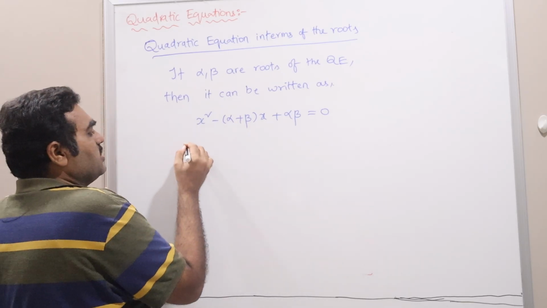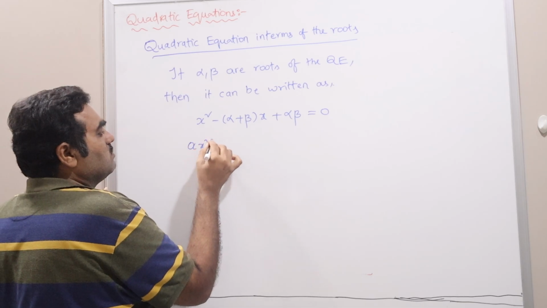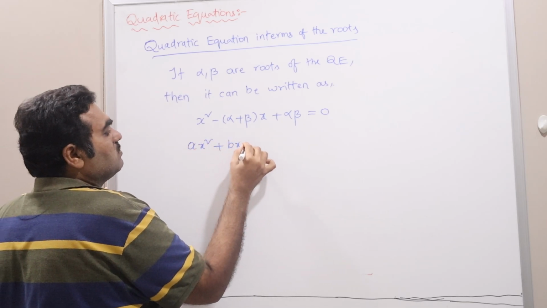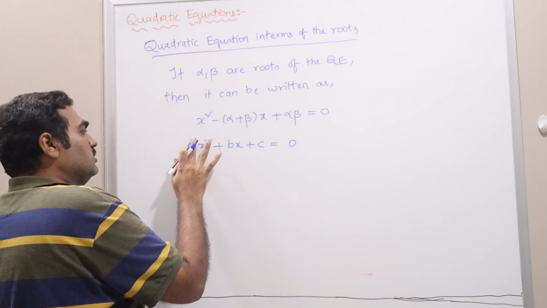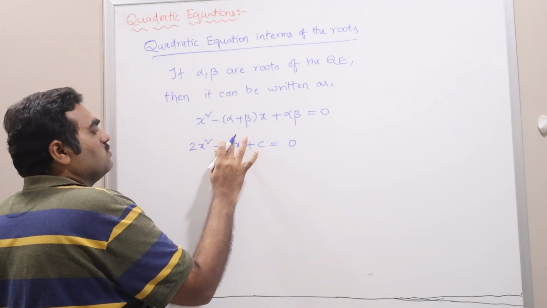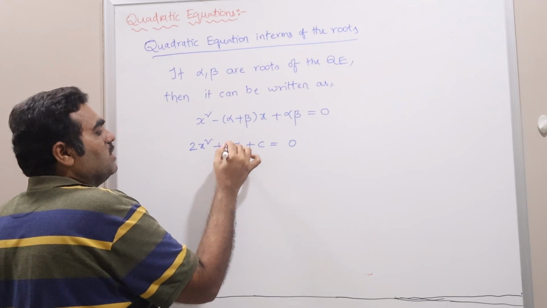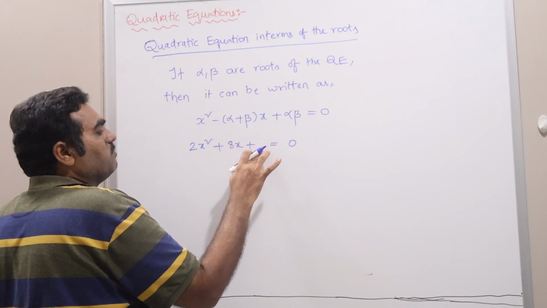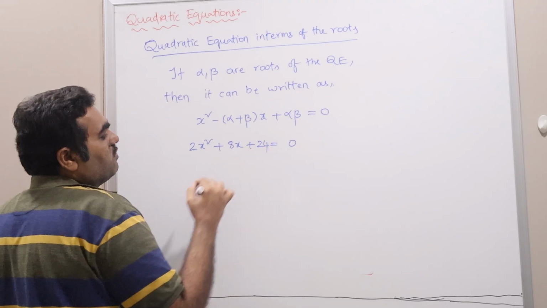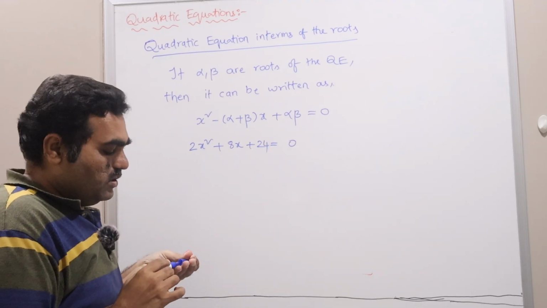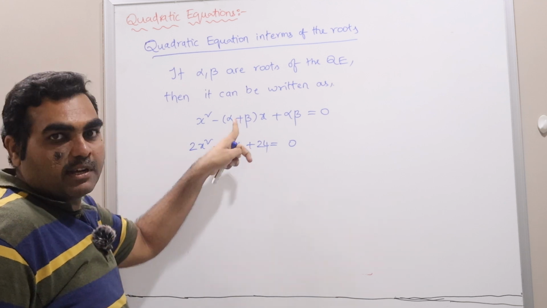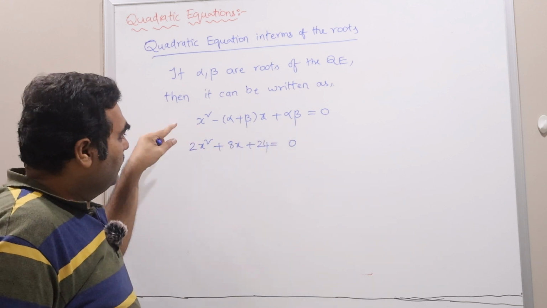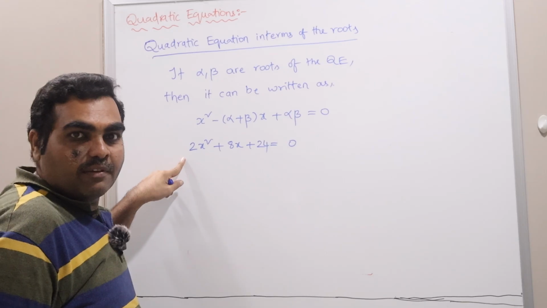Also, if the equation is given, or let us replace a with 2, b with 8, and c with 24, for example. Now from the given equation you can identify what is alpha plus beta, what is alpha beta by comparing this standard form with this, right?